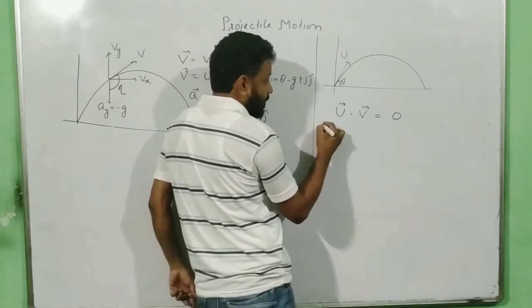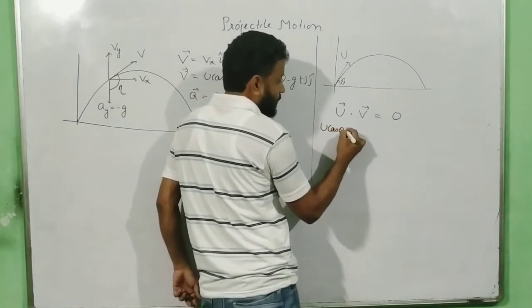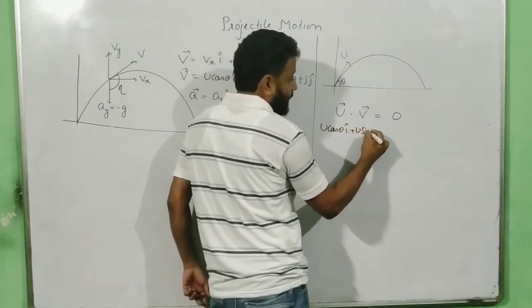So now what is u? Let us write u. u is u cos theta i cap plus u sin theta j cap.